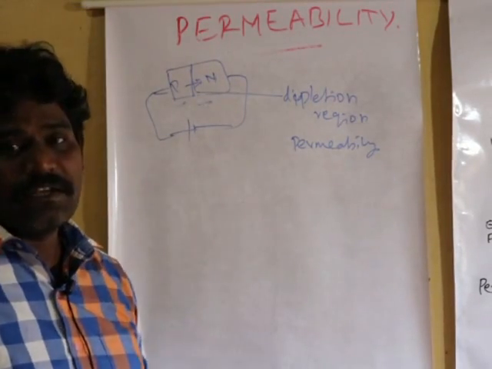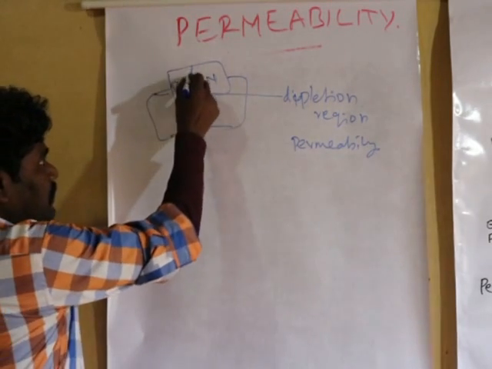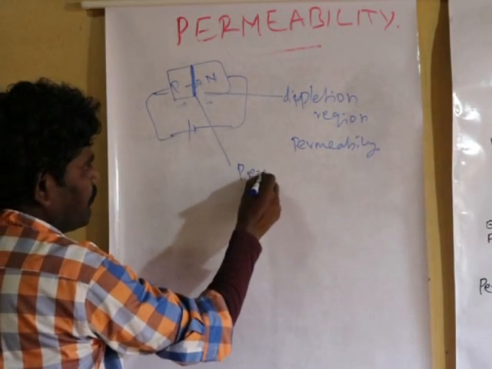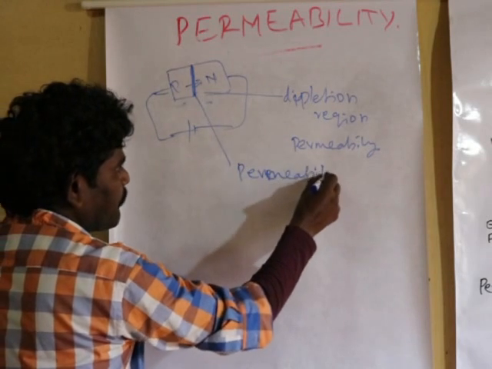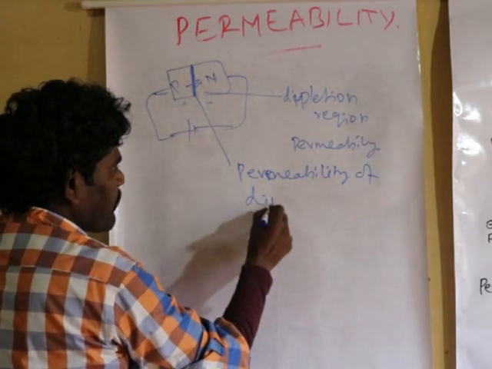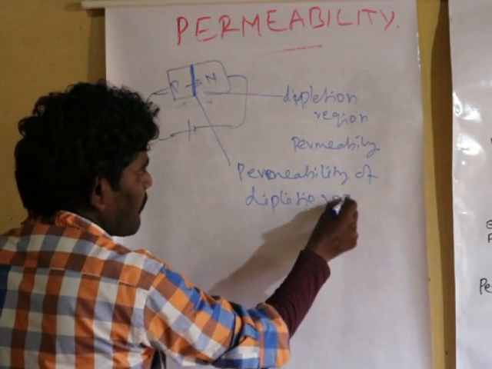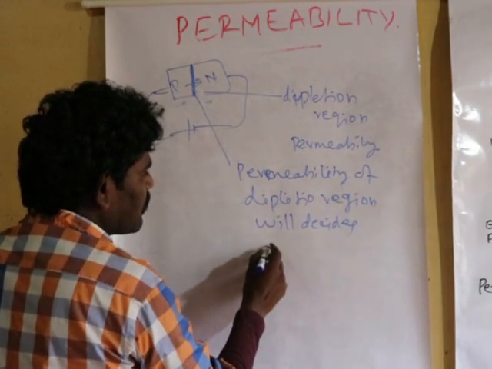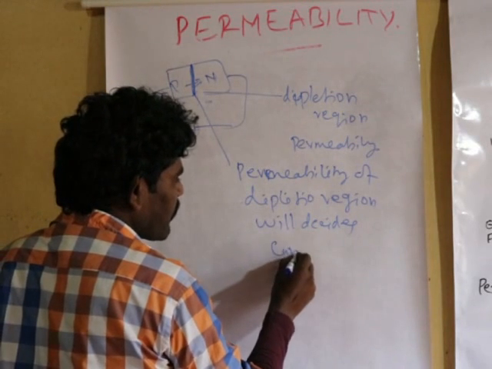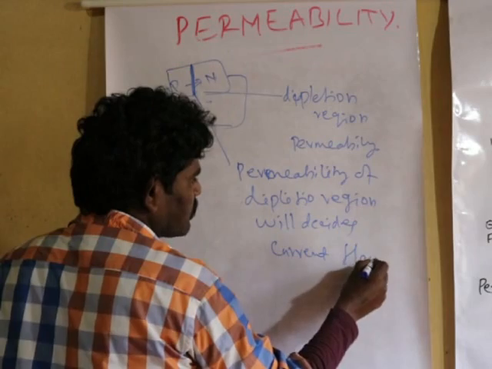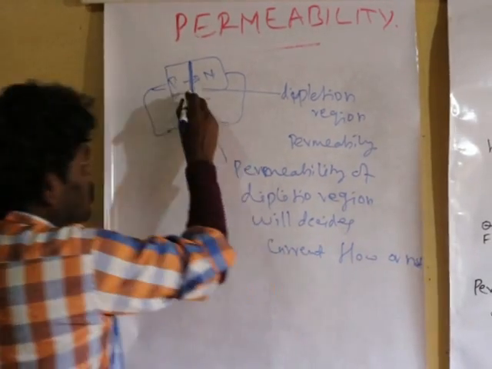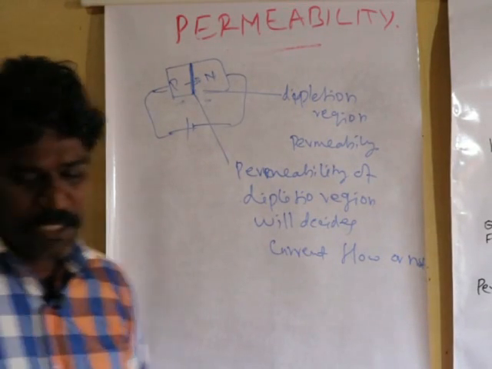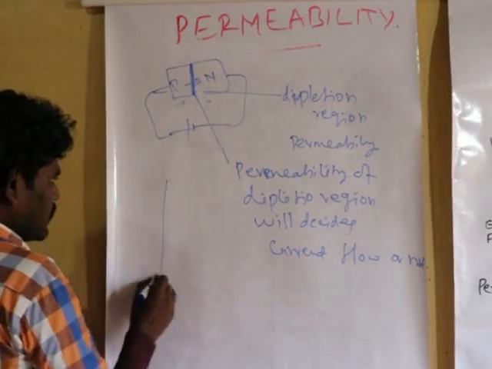So permeability is one of the important factors. The permeability of this depletion region will decide whether current flows or not. So this permeability of this depletion region will decide whether the propagation of this current is possible or not in this case. And the next thing is, if you take a capacitance.